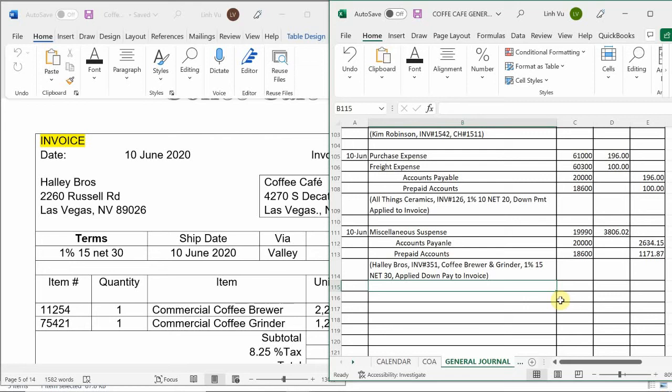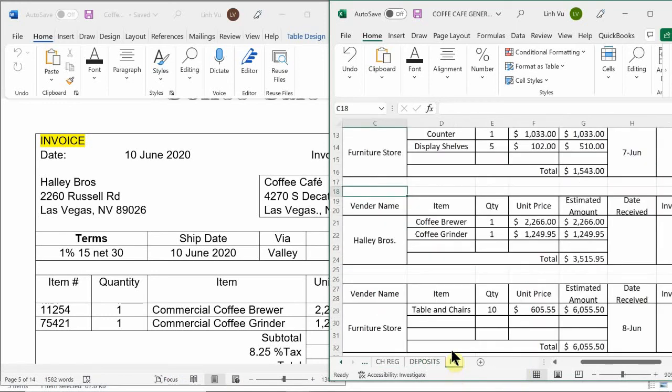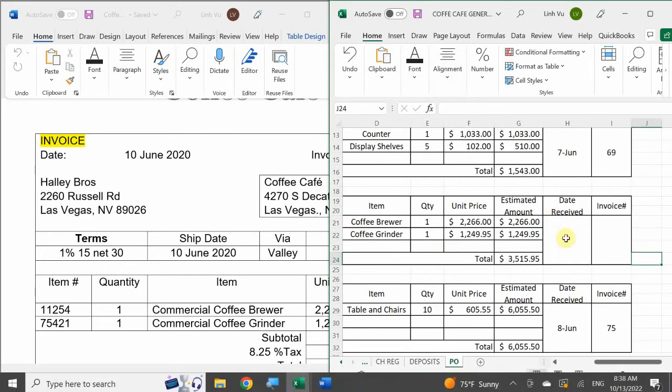Now, before we continue, we can also check mark that yes, we finally received our items, right? So in this case, we can go to our purchase order so we don't forget that step. Okay, Haley Bros. Today is the 10.